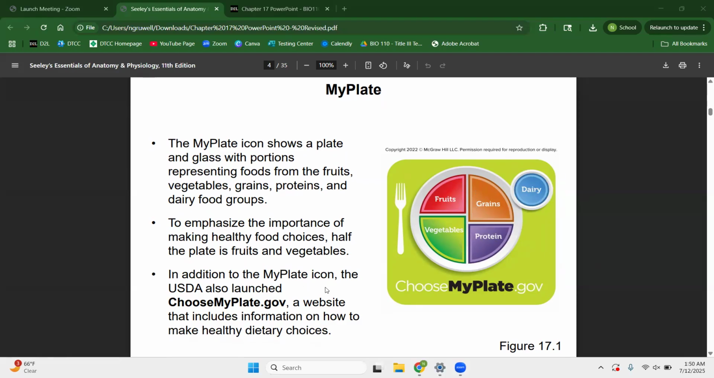And so besides that MyPlate icon, you can also go to choosemyplate.gov, and that has a ton of information on how to make healthy dietary choices. So if you're interested, take a look at choosemyplate.gov. They have some good resources there.